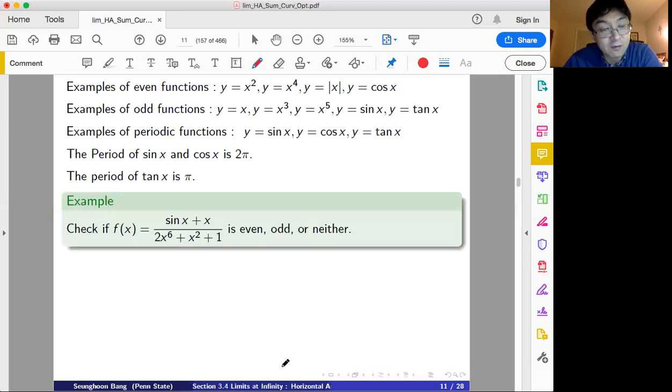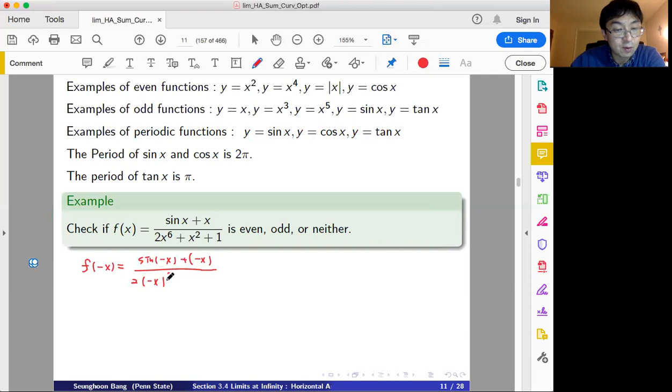Next example. f of x equals sine x plus x over 2x to the 6 plus x squared plus 1. Is it even, odd, or neither? How can you know that? You calculate f of minus x. You plug minus x into x: sine of minus x plus minus x over 2 times minus x to the power 6 plus minus x to the power 2 plus 1.